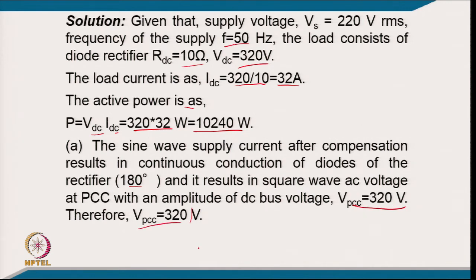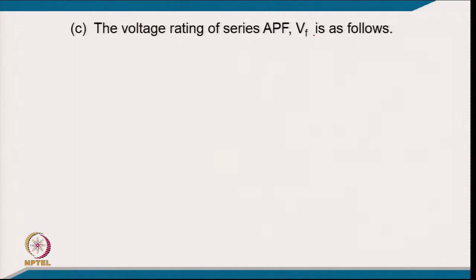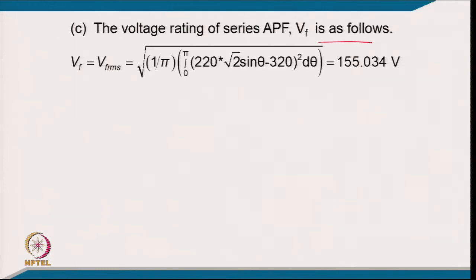Therefore, VPCC is 320 volt RMS. So, the line current at unity power factor will be the power, 10,240 watt, divided by the 220 volt supply RMS, and it comes to 46.545 ampere. And the voltage rating of the series active filter we can now calculate from the difference of the square wave of 320 volt and the sine wave of 220 into root 2 peak, by half wave symmetry, 2 upon 2 pi and 0 to pi, RMS voltage, it comes to 155.034 volt.